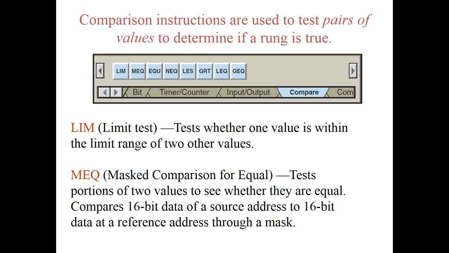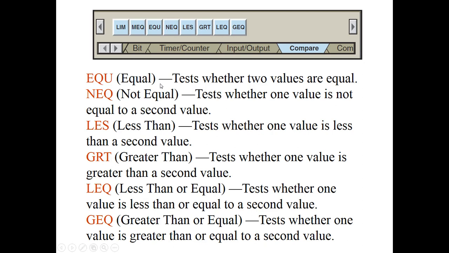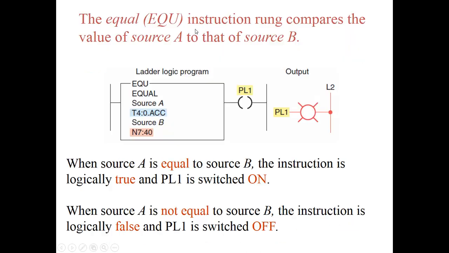okay? The compare instructions are under compare here, and there's limit test and mask comparison for equal. We're not necessarily using these two today. You might use limit, but you can do a lot of different things with these. Equal tests whether they're equal, not equal. These should be self-explanatory. Less than, greater than, less than or equal, or greater than or equal. So those are the different compare commands that we have available.